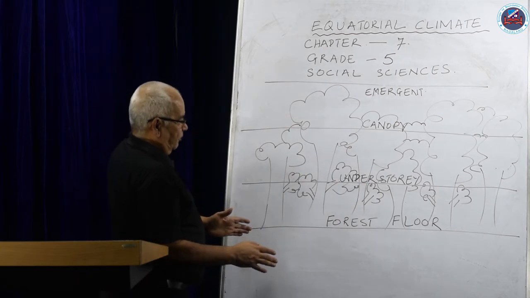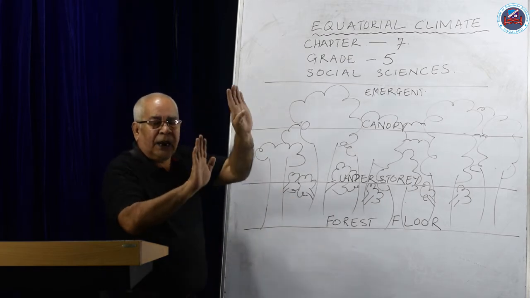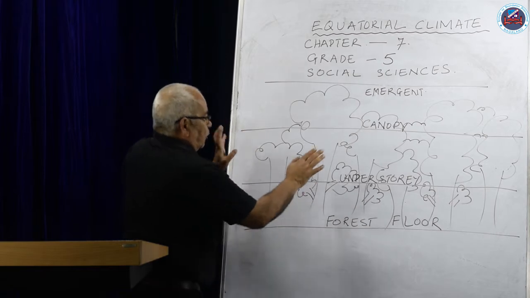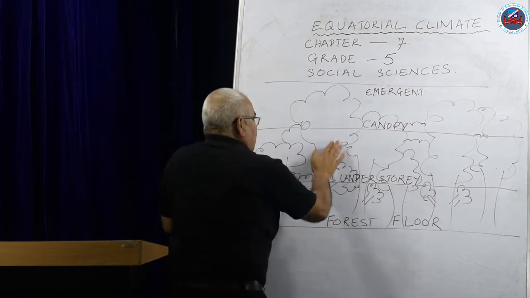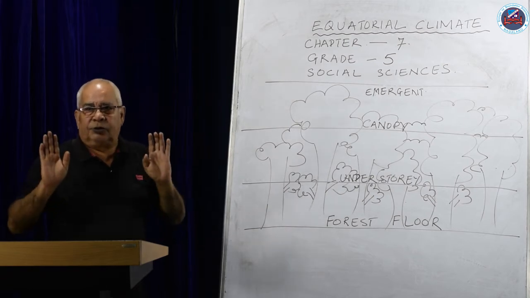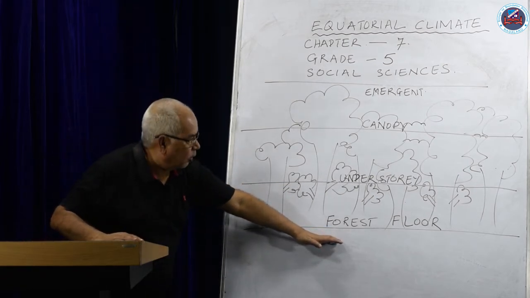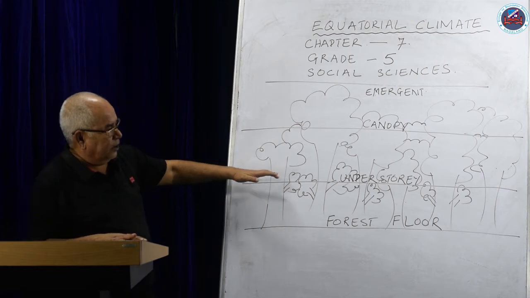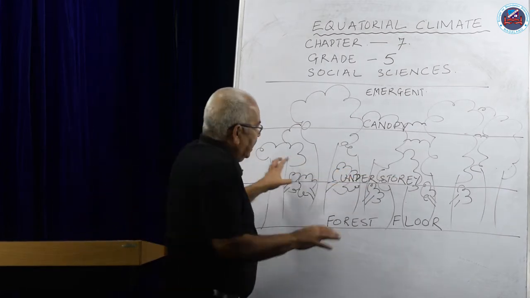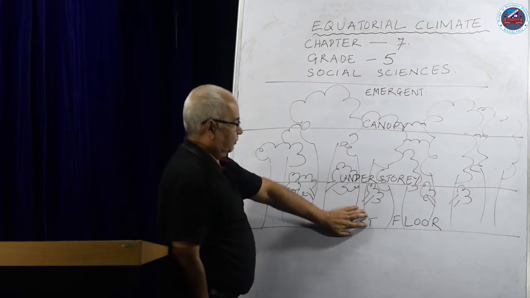So what we have over here is the trees trying to fight for the sunlight. We also have creepers that grow along and climb up. Everyone is in a race to get the sunlight. So first thing we have is the forest floor. Then we have the understory. Now when we have an understory, this part gets a little bit more light than the forest floor.